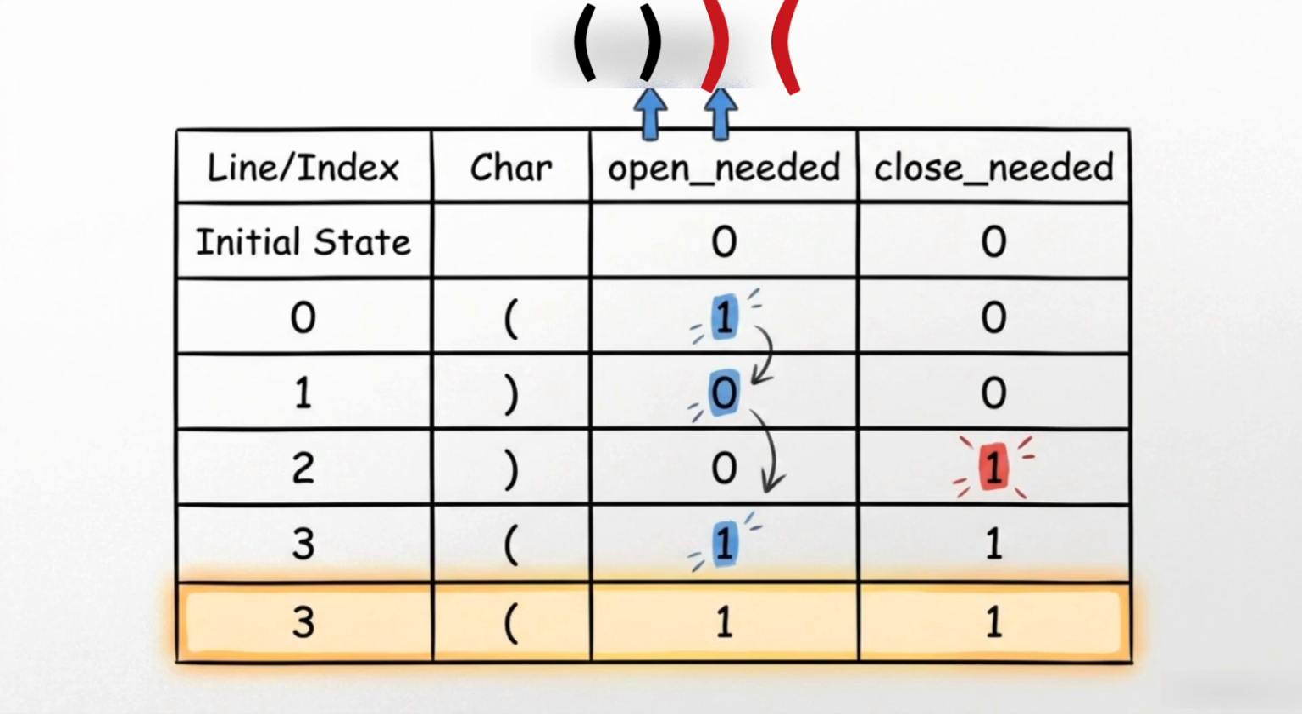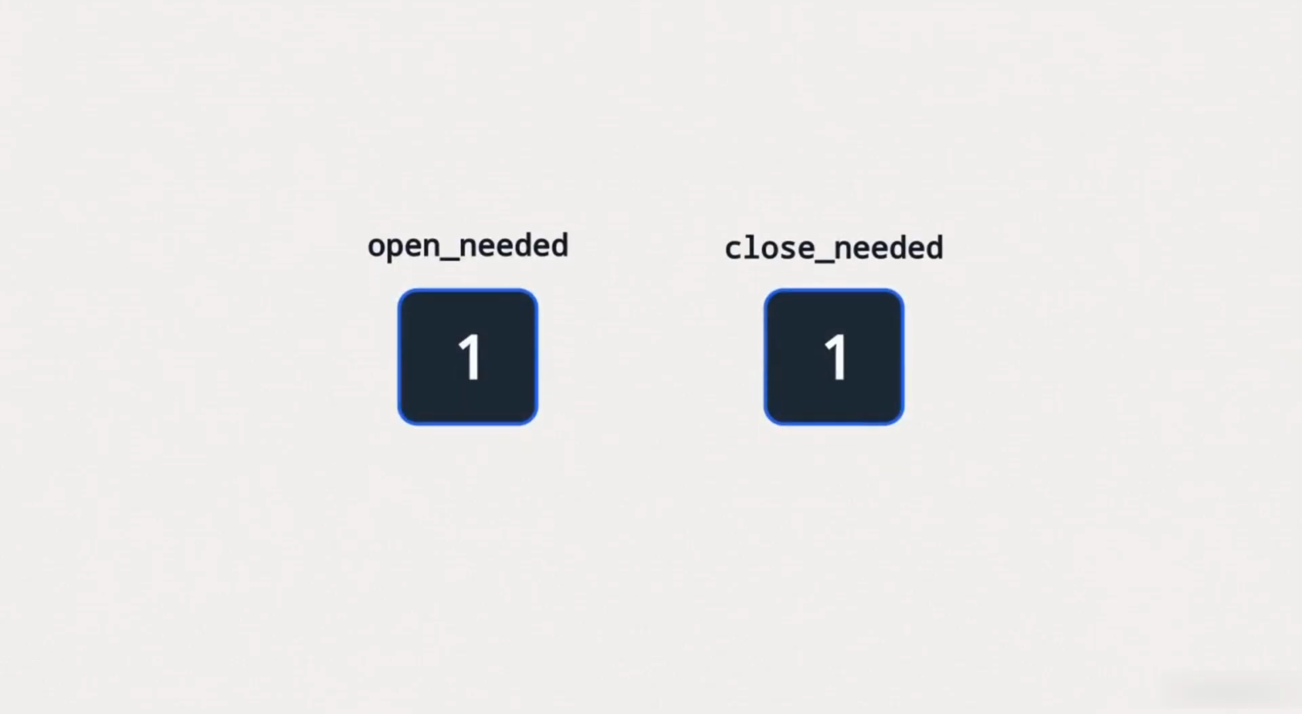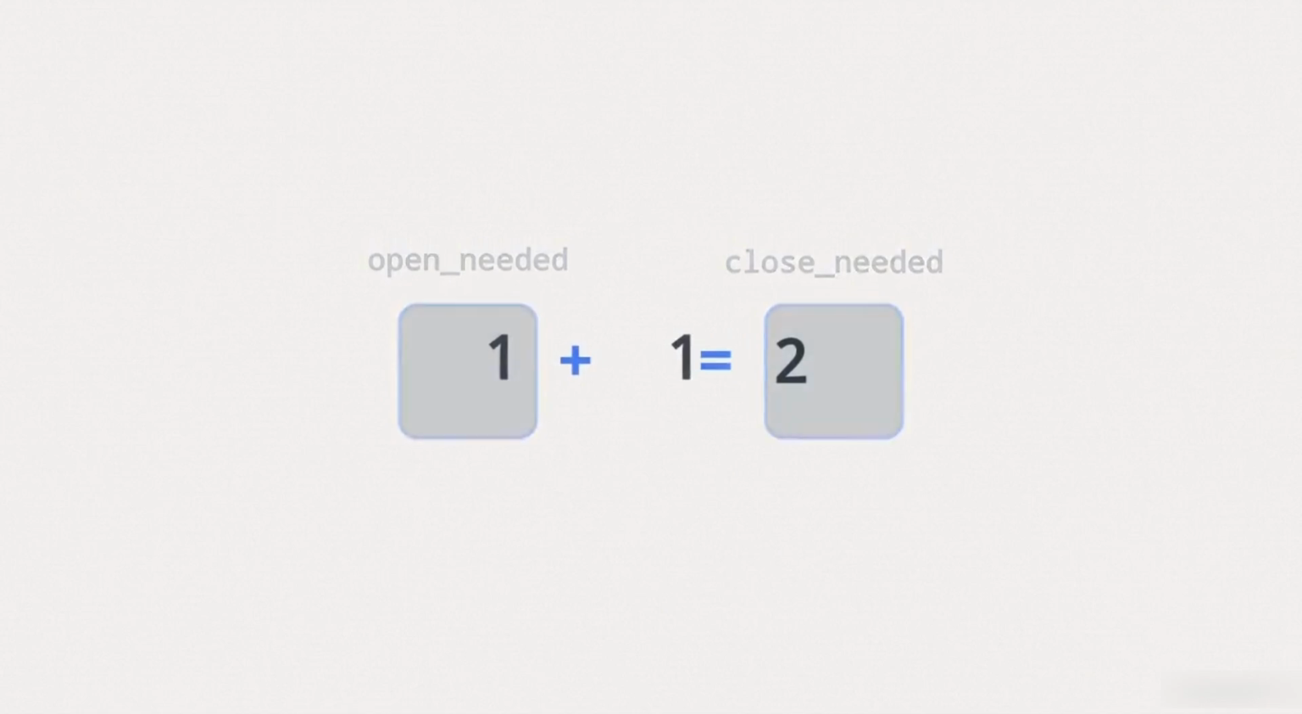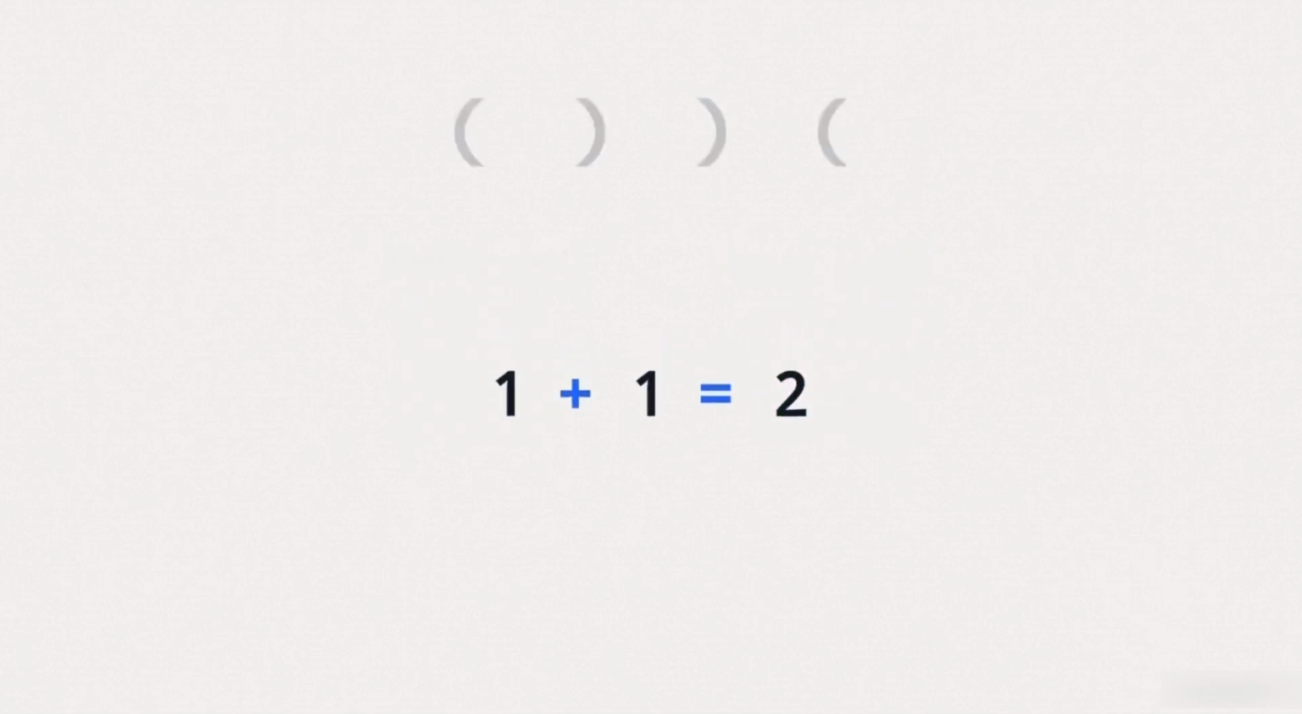Index 3, a trailing opening bracket. The table advances to the final row, and open needed increments back to 1. The loop terminates. The final state of all system variables is locked inside this highlighted row. Looking at this equation drawn directly from the trace table's final state, we calculate the required additions. 1 plus 1 equals 2 insertions.